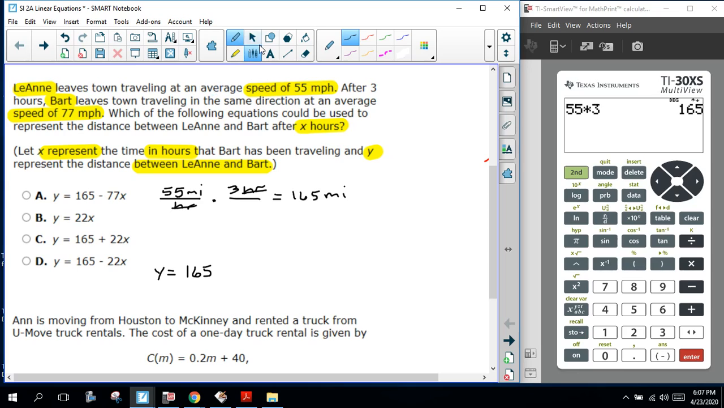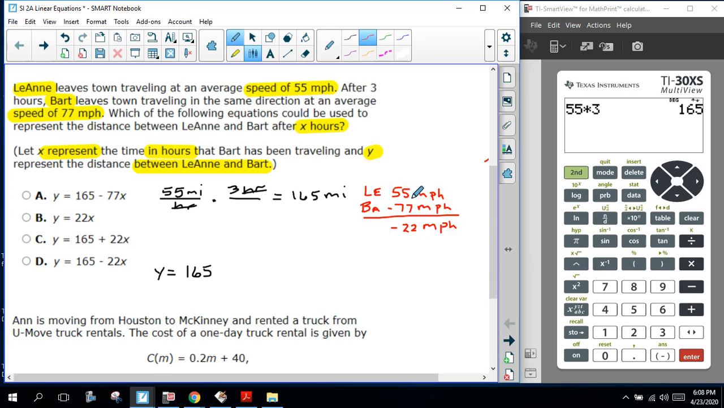Now, at the 3-hour mark, after she's been gone for 3 hours, Bart now takes off. And I think it's appropriate to talk about Leanne and Bart's speed, because Bart is traveling at a faster speed. Bart is traveling at a speed or a rate of 77 miles per hour. Leanne is traveling at the speed of 55 miles per hour. So if I take a look at those and subtract them, that means that at a rate of 22 miles per hour, Bart is going to catch Leanne by 22 miles every hour.